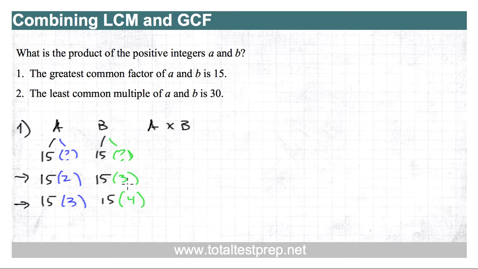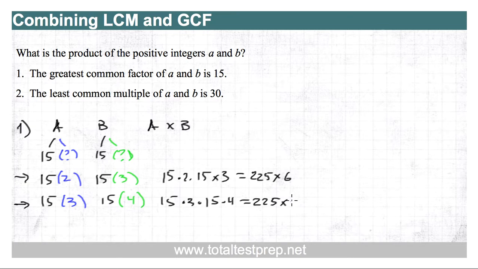And so if a is 15 times 2, or 30, and b is 15 times 3, or 45, then a times b is 30 times 45, which is 1350, some big number. And in this case, it's going to be 15 times 3 times 15 times 4. This works out to be 225 times 6 in the first case, and 225 times 12 in the second, so clearly different numbers.